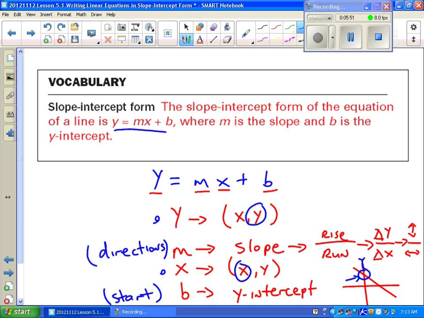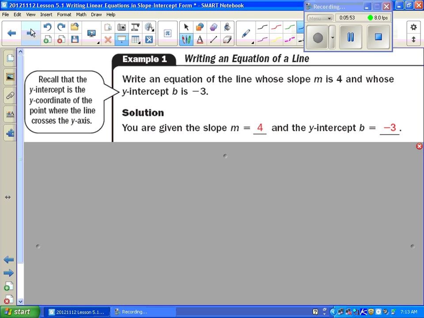Today we're actually going to take an equation that's graphed, and we're going to write the equation from it. Example number 1 says write an equation of a line whose slope is 4, or its m is 4, and whose y-intercept b is -3. So you have m equals 4 and b equals -3.